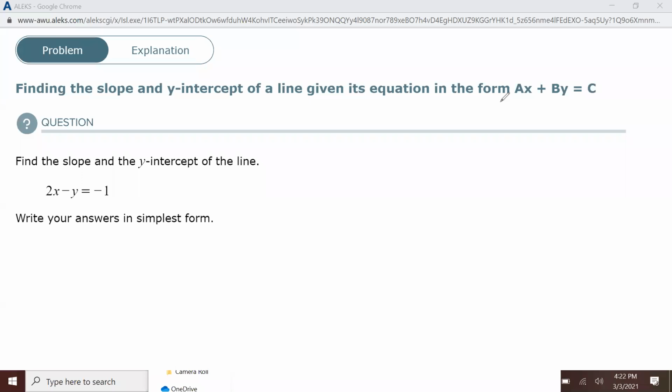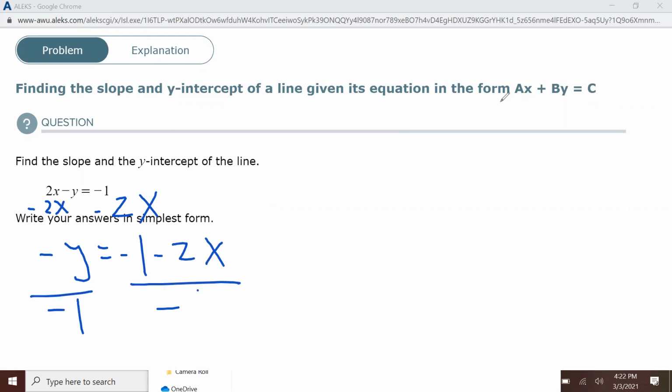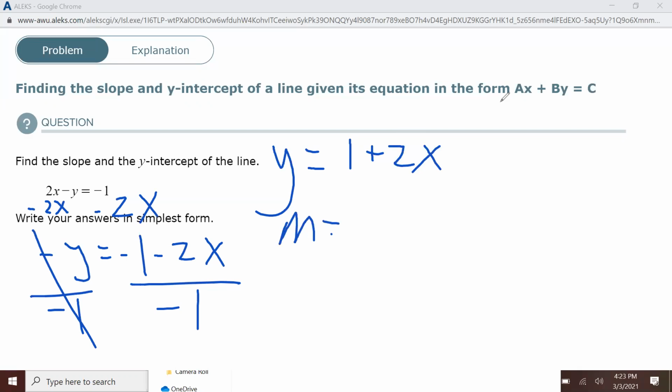To find the slope and y-intercept of this line, I would do the same thing I would if I wanted to graph it. I would solve for y. So I will subtract 2x from both sides. And then divide both sides by -1, so that I get y equals 1 plus 2x. So the slope is 2 and the y-intercept is 1.